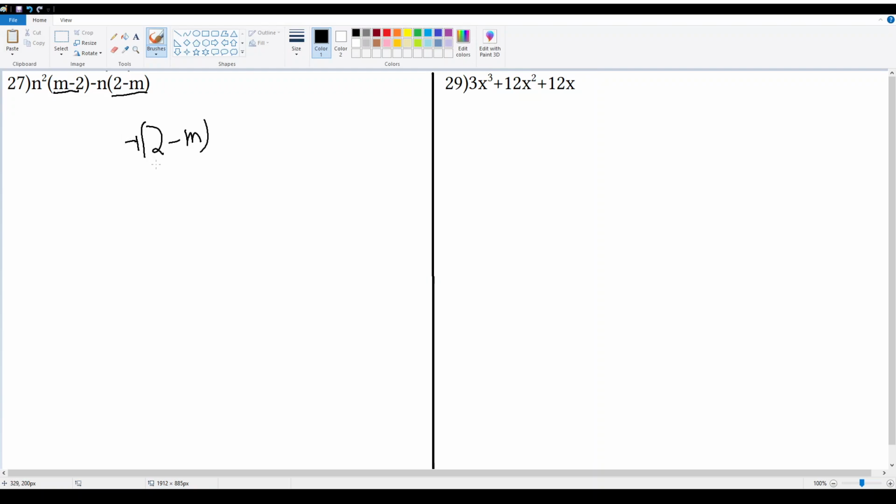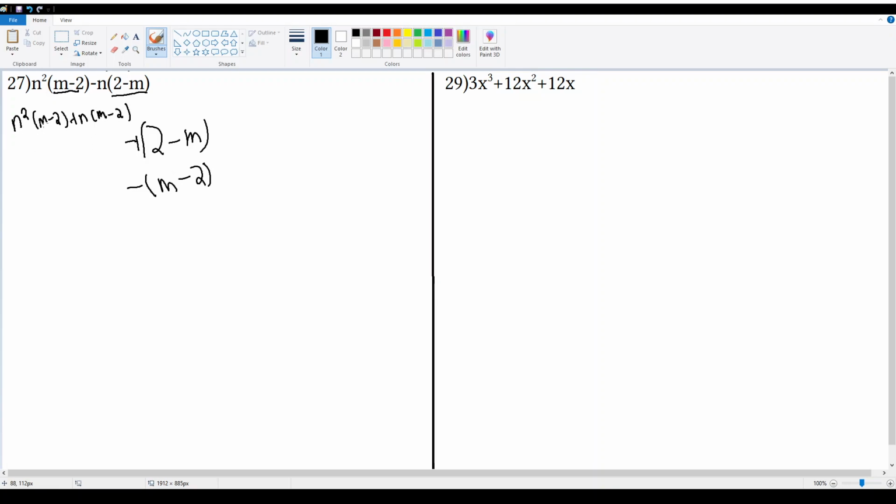Okay? Now, if we do that, that will become m minus 2. Right? We haven't changed anything. All we have done is we've switched it. It doesn't change anything. 2 minus m is -(m minus 2). So here, what we are doing is we're taking this -n and multiplying by -1. So that would just give us n squared (m minus 2) plus n (m minus 2).